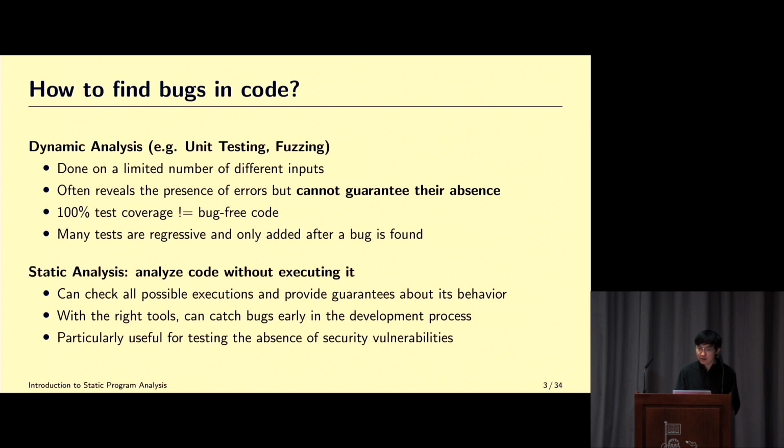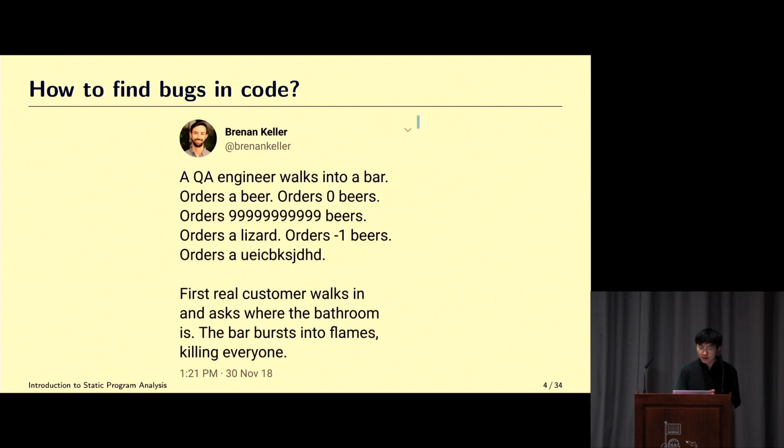And then once you find a bug, you write a regression test and make sure that never happens again. But how do you write tests that prevent future bugs? So that's where we want static program analysis. Can you analyze code without actually executing it? This is really nice for providing some guarantees about the behavior of your program.